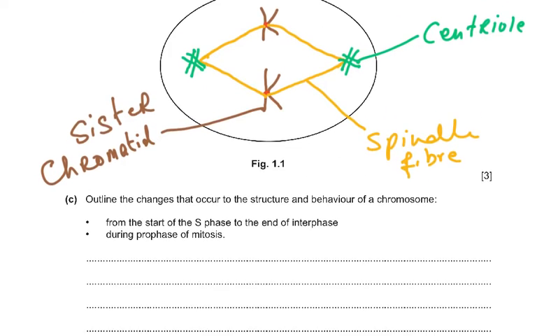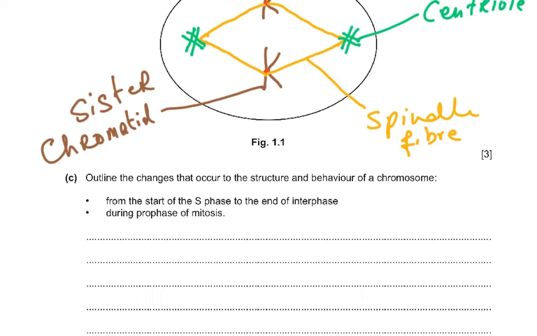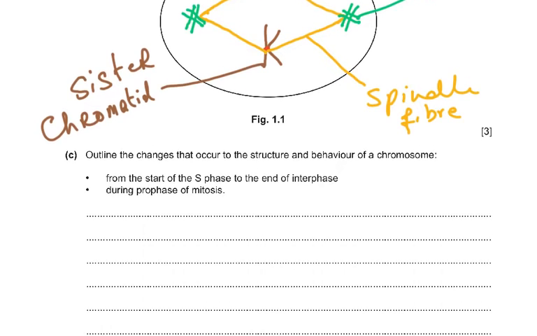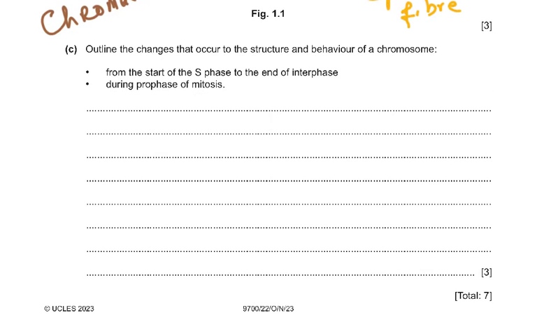Then it says outline the changes that occur to the structure and behavior of a chromosome from the start of S phase to the end of interphase during prophase of mitosis. This is 3 marks. Start of S phase means DNA replication will take place. To the end of interphase means G2 will have also taken place, and then prophase of mitosis will have also taken place. So we're going to talk about the structure and behavior of a chromosome. Don't tell me about nuclear membrane and anything else. You're not supposed to be talking about that.